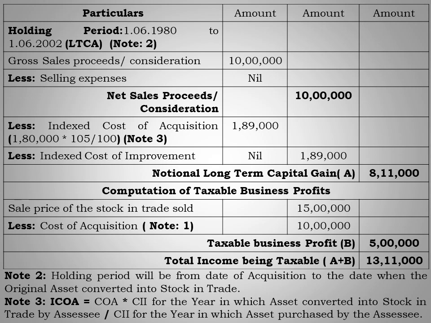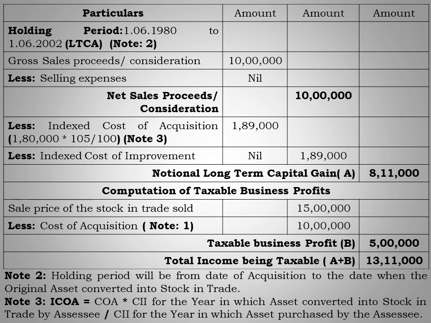That is the fair market value or the cost of acquisition, whichever is higher, right? So they have acquired this asset for rupees 1 lakh, and the fair market value, which is provided in the first para, the last line, that is the fair market value as on 1st April 2001, is 1,80,000. Out of the two amounts, 1,80,000 is the higher value, that's why we have to consider 1,80,000 multiplied by the cost inflation index for the year in which the asset is converted into stock in trade by the assessee.